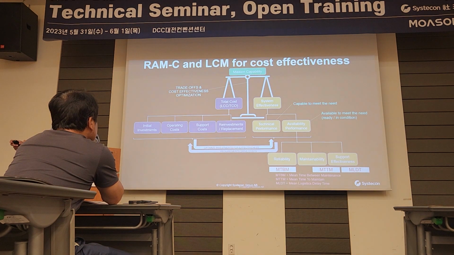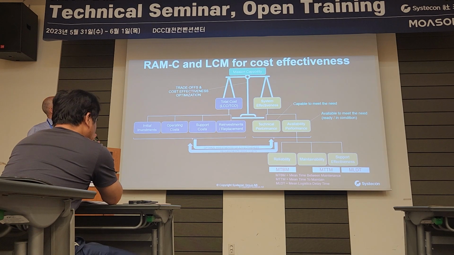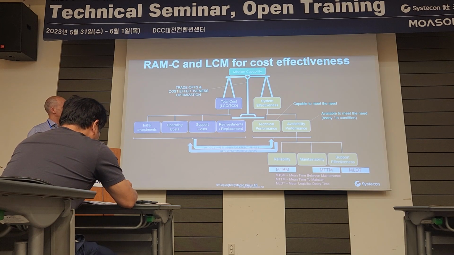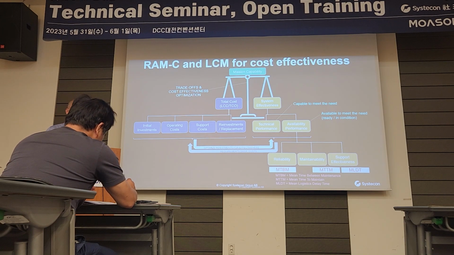I want to retake this picture that Oscar showed us at the first conference about RAM, C and LCM for cost effectiveness. This balance is really key between system effectiveness and total cost. In that case, we can achieve cost effectiveness.